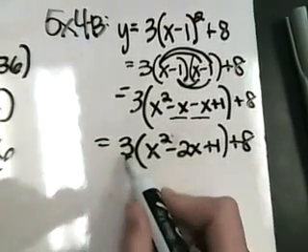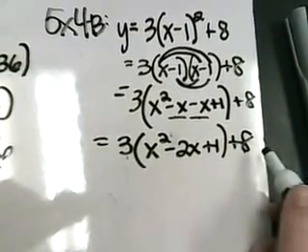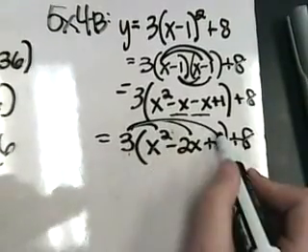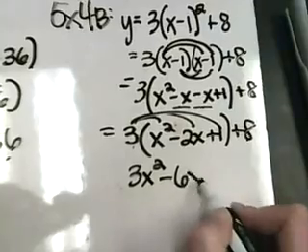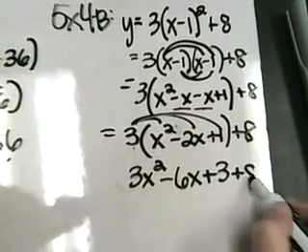Now, which one am I going to do? Am I going to distribute or am I going to add this 8? Order of operations says I have to multiply before I can add. So I need to distribute that 3, which would give me 3x squared minus 6x plus 3. Then I can add my 8.